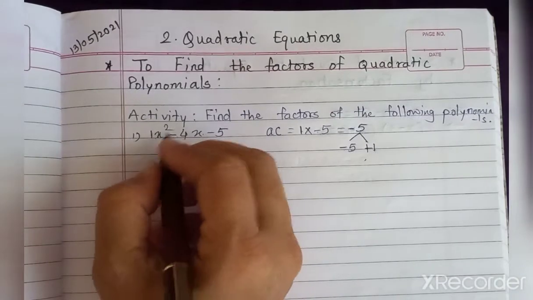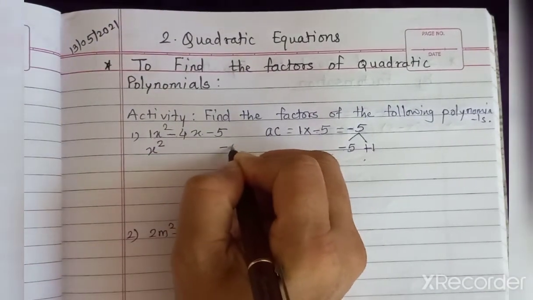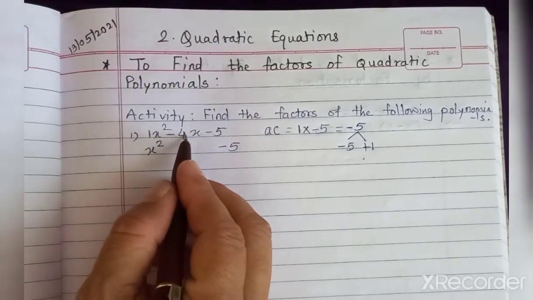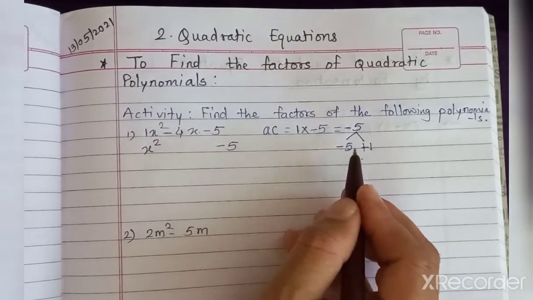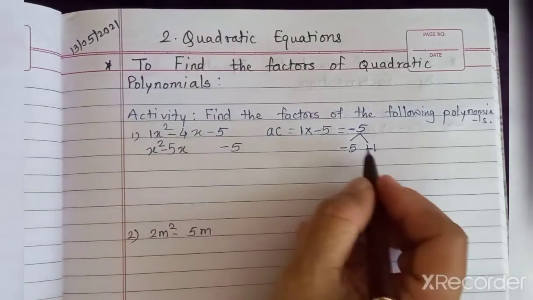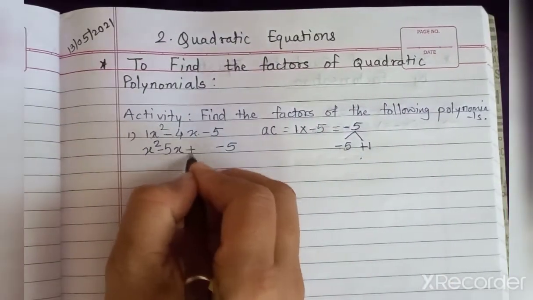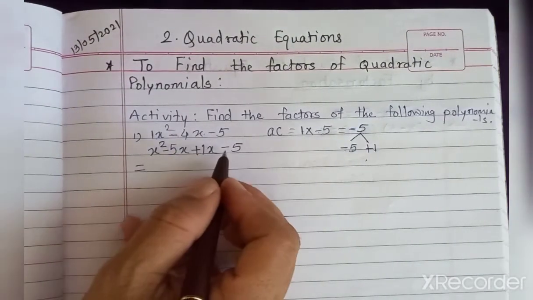Now what I am going to do is write the first term as it is and the last term as it is. This middle term we have to split into the two numbers we found. So first minus 5x, here we are going to put x, and plus 1x. Now what is the next step? We have these four terms now.